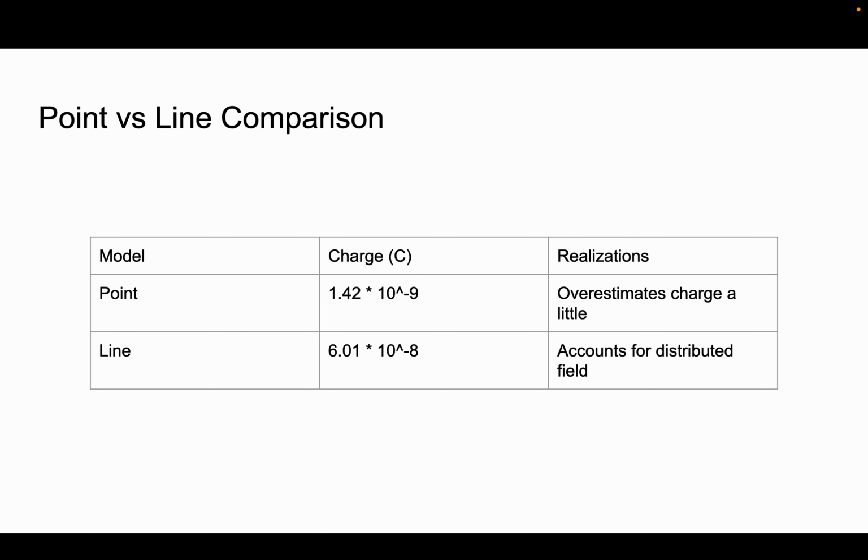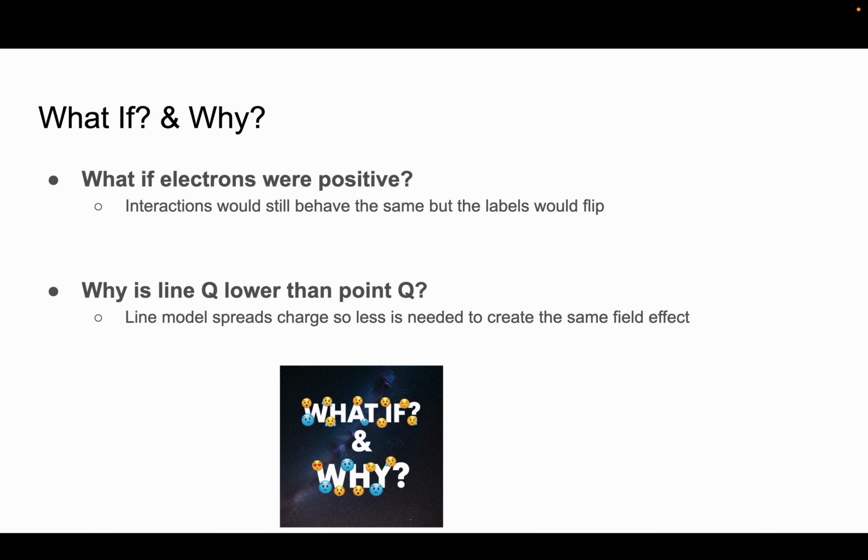Okay, so then for the point versus line model comparison, the point charge model gave a much lower Q because it concentrated all the charge at a single point. The line model spreads charge along the tape, so it needed more total charge to float the same distance.